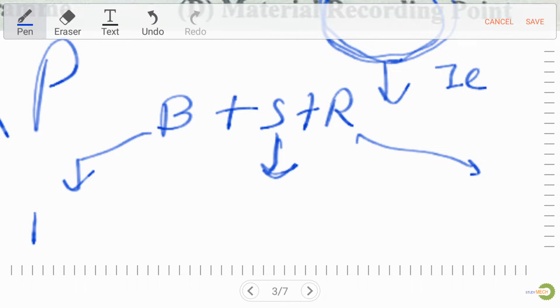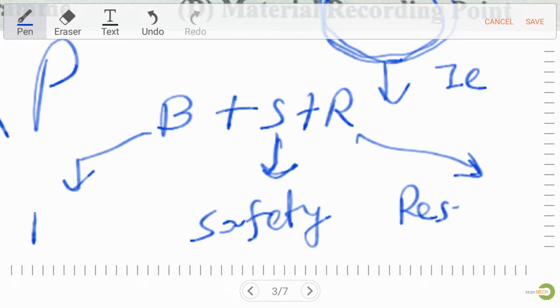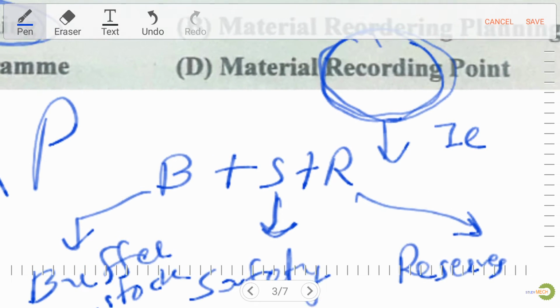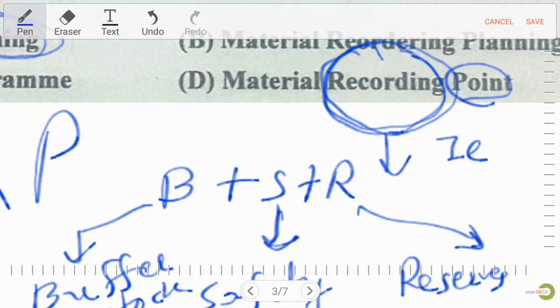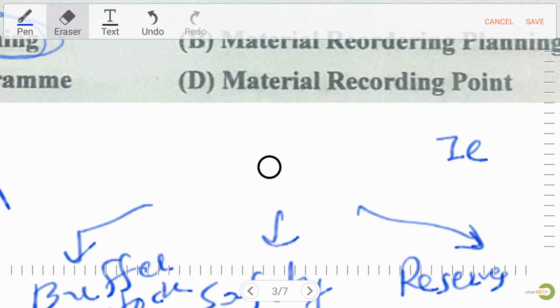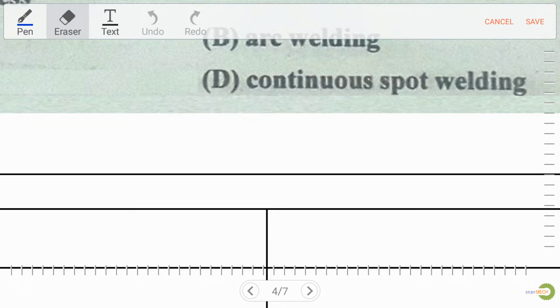S stands for safety stock, R stands for reserve stock, and B stands for buffer stock. Okay, so remember this: the recording point stands for buffer stock plus safety stock plus reserve stock. So remember this, it is also very important from the exam point of view. Now let's move to the next question.